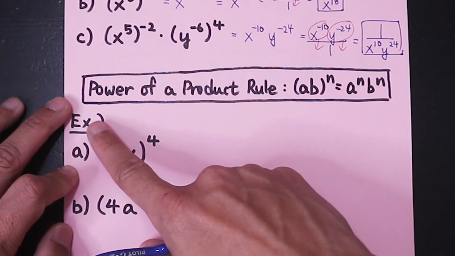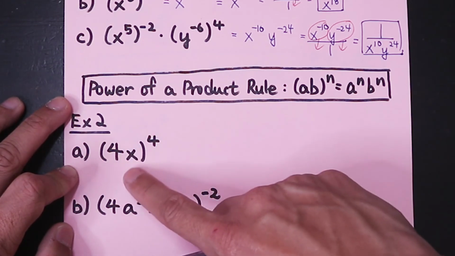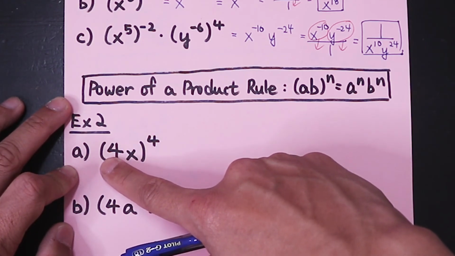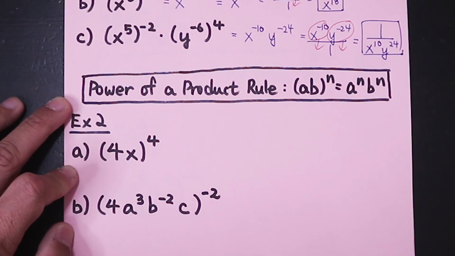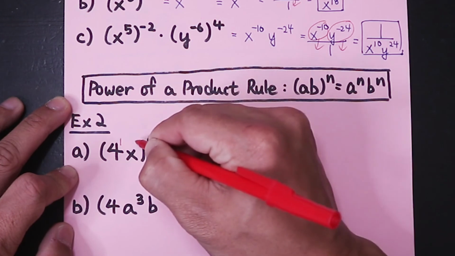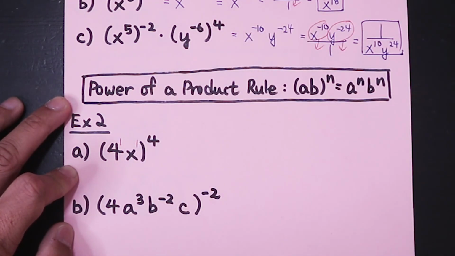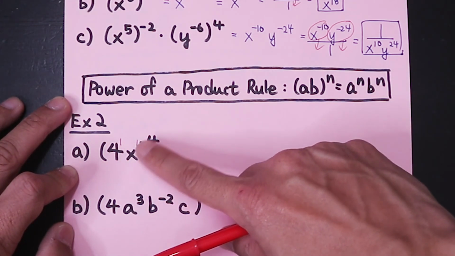So in example 2a, you have 4x raised to the 4th power. Now inside of the parentheses, there are 2 bases. The first base is 4, the second base is x. They don't have an exponent, so the first step is to make the exponents visible. If you don't see an exponent, just put an exponent of 1 on each of the bases. So that becomes 4 to the 1st times x to the 1st.